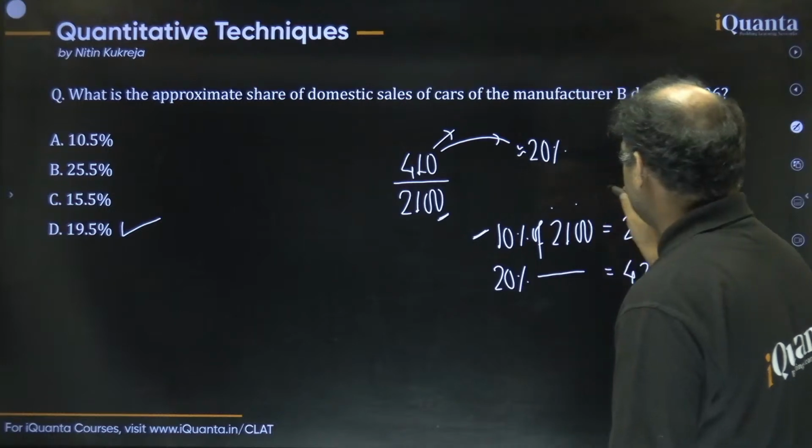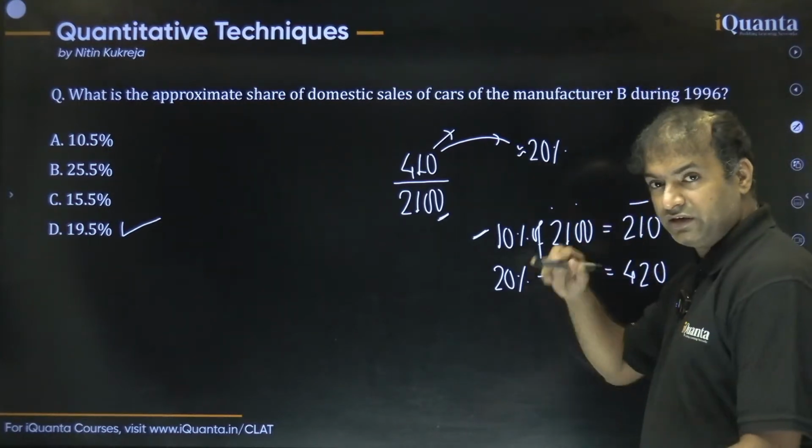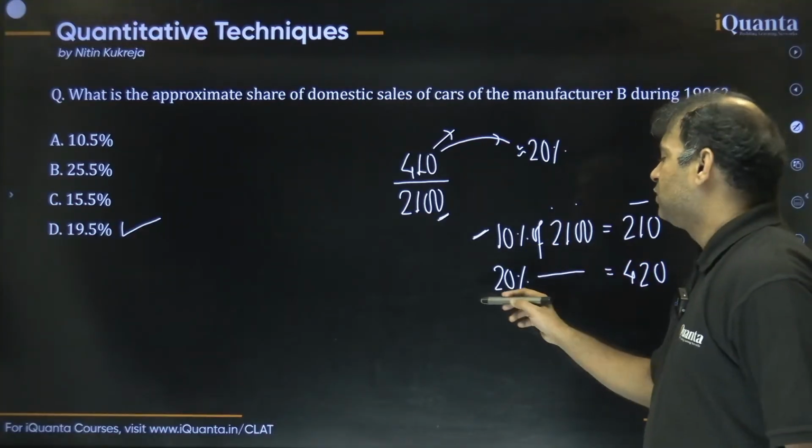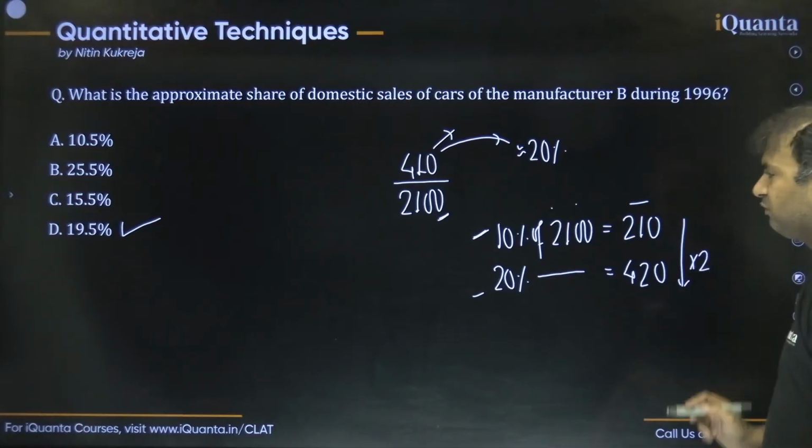10% of 2100, we can say 210, right? Simple. Dividing by 10, 2100 divided by 10 is 210, right? 20% is double of it, so it must be double, means 420. We can just say it should be 420, right?